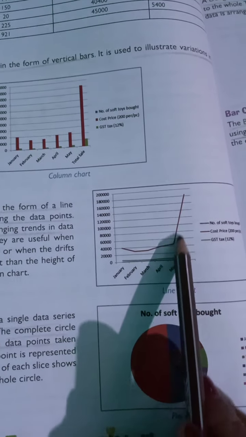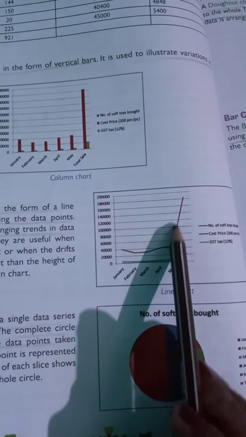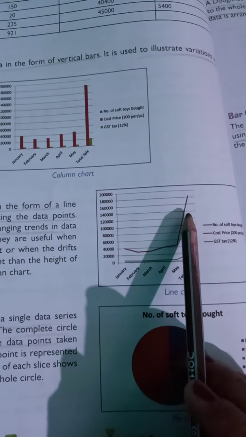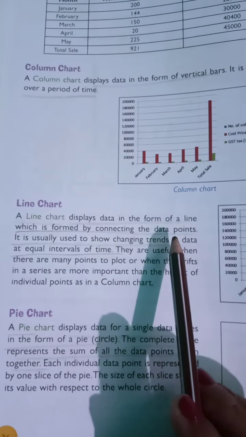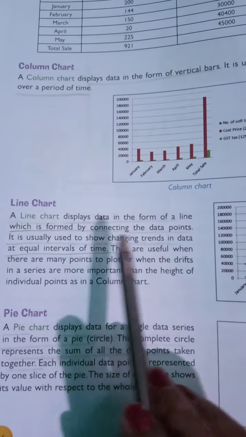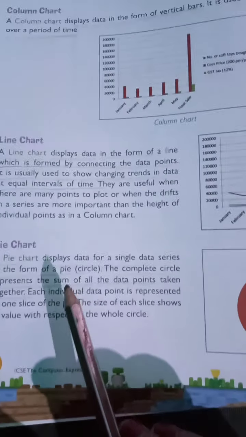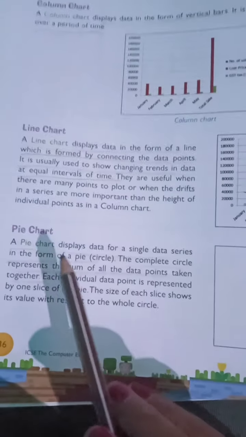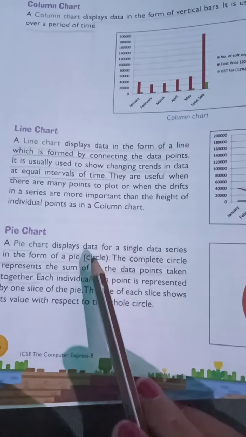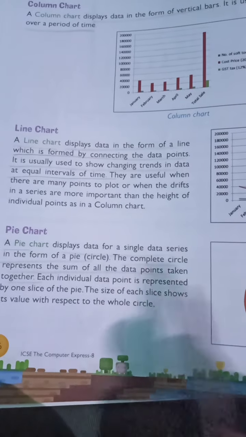Line chart. In a line chart, we draw the chart increasing or decreasing, whatever details we are presenting, in the form of a line. A line chart displays data in the form of a line which is formed by connecting the data points. And this is the pie chart. A pie chart is in the form of a circle. These are called pies. It displays data for a single data series in the form of a pie.